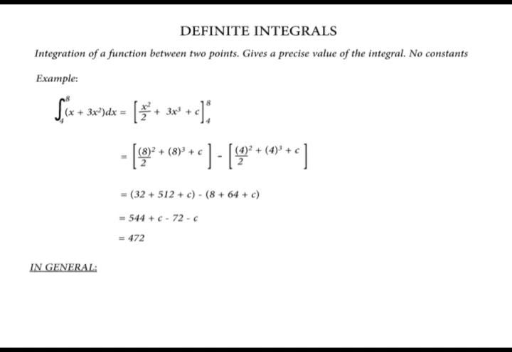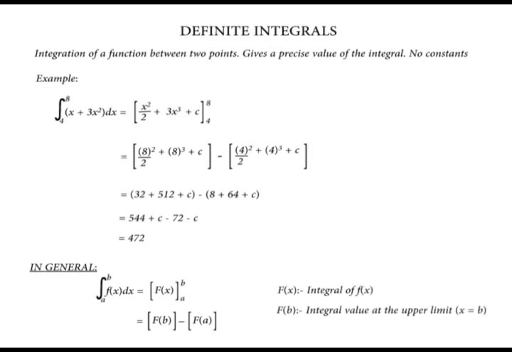In general, the integral of f(x) with respect to x from x equals a to x equals b is equal to F(b) minus F(a), where F(b) is the integral value at the upper limit x equals b, and F(a) is the integral value at the lower limit x equals a. This expression is called a definite integral. It does not involve the constant of integration, and it gives us a definite value, that is a number, at the end of the calculation.